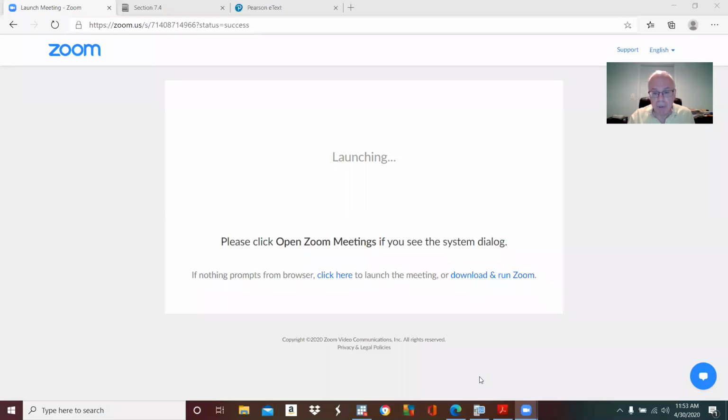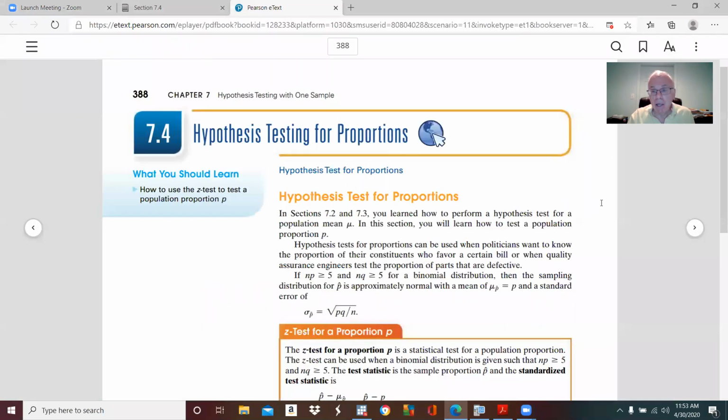All right, so let's get right to the textbook. In 7.4, we're going to be talking about hypothesis testing for proportions. We're still going to be using the 6 steps that I taught you before, including the calculation of p-values and comparing them to alpha, which is the level of significance. We're going to be using that decision rule.